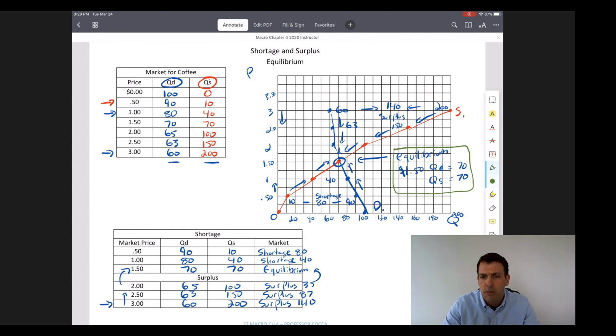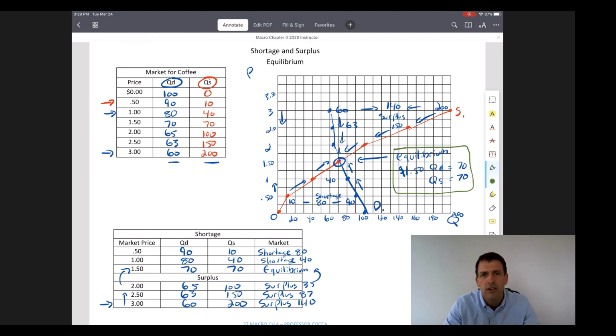Most of you are business majors, so you should understand if the price is too high, you could clearly have a surplus. If the price is too low, you're going to have a shortage. In chapter 10, chapter 6, we do get into whether we should have minimum wage controls, and that deals with shortages and surpluses. Same thing with rent controls.